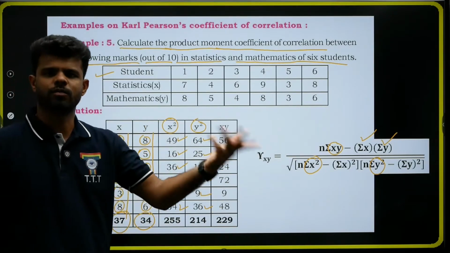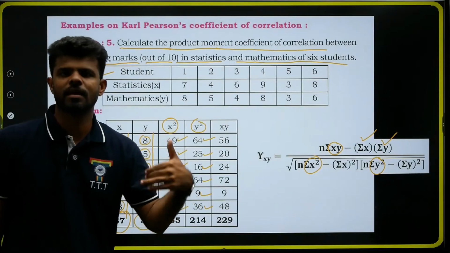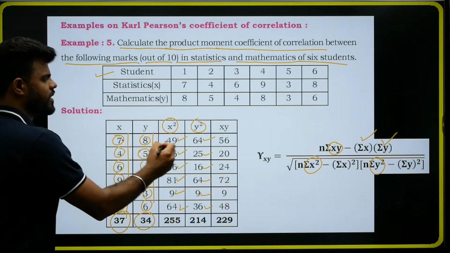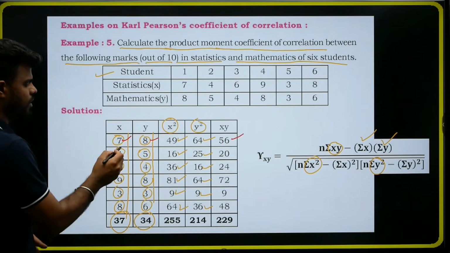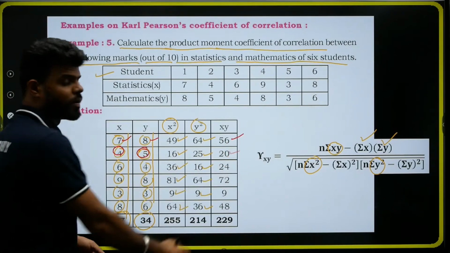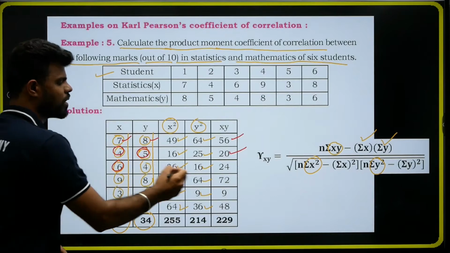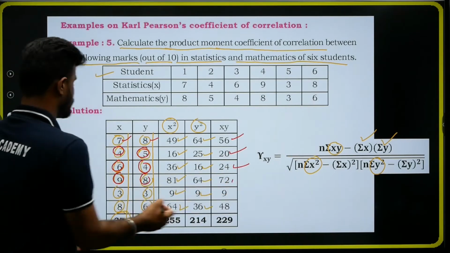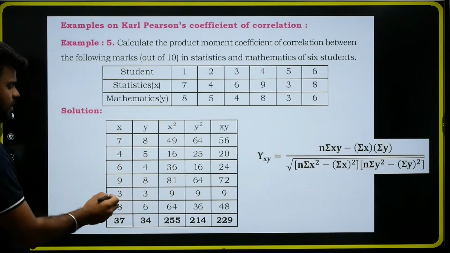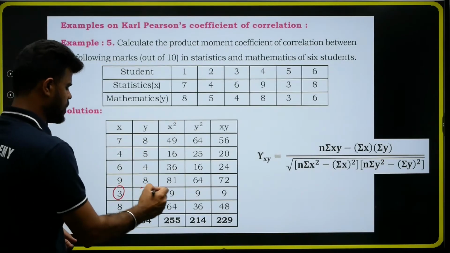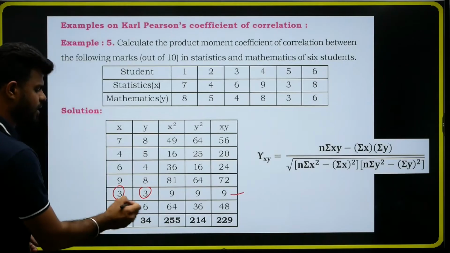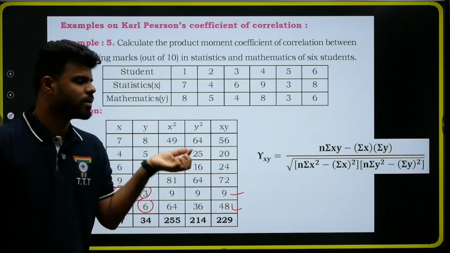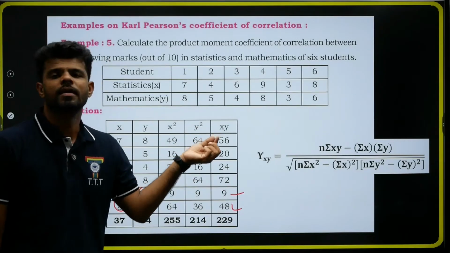And then xy. So how to do xy? You have to multiply x and y. That is 7 into 8, that is 56, 4 into 3, that is 12, 6 into 4, that is 24, next 9 into 8, that is 72, next 3 into 3, that is 9, 8 into 6, that is 48. So that is how we should calculate x square column, y square column and xy column.